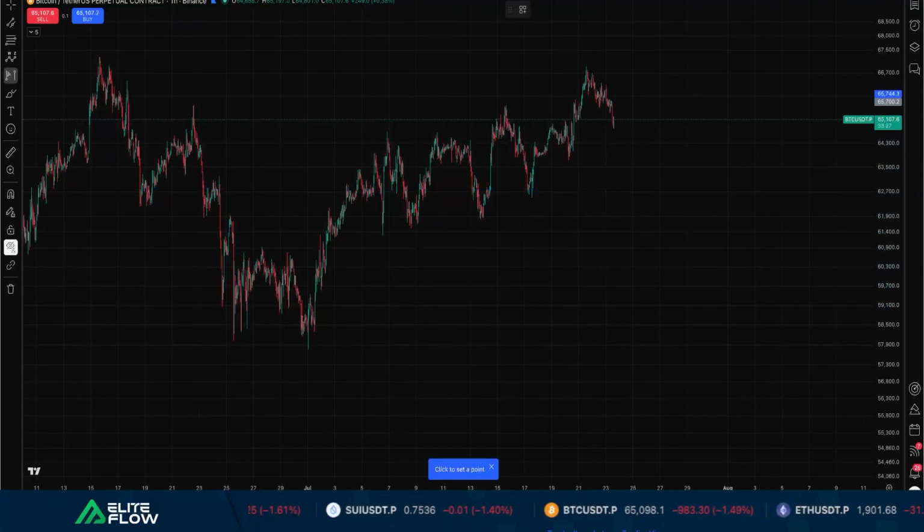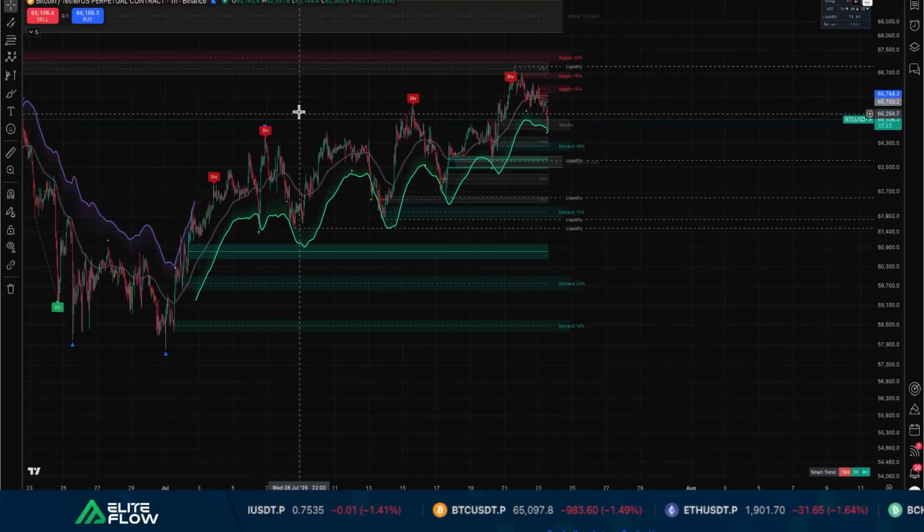If we now turn on our indicators, okay, please bear in mind, these indicators, you can get them completely for free.